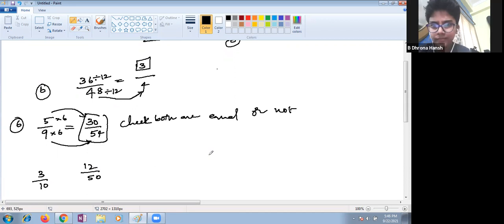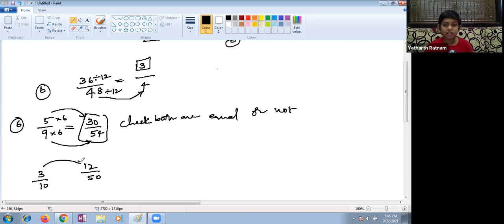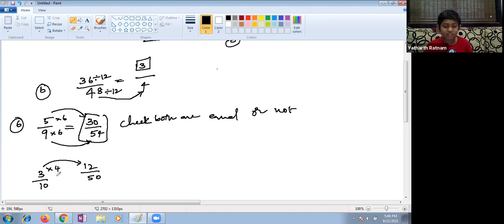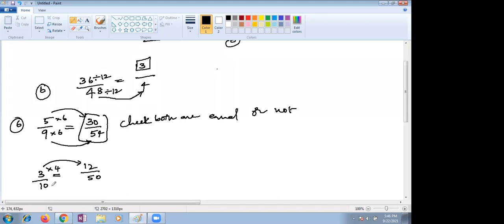3 4s are 12, and 10 5s are 50, ma'am. So they are not equal numbers, ma'am. It should be 3 or 5, both equal. If it is multiplied in the numerator by 4, the denominator should also get multiplied by 4.